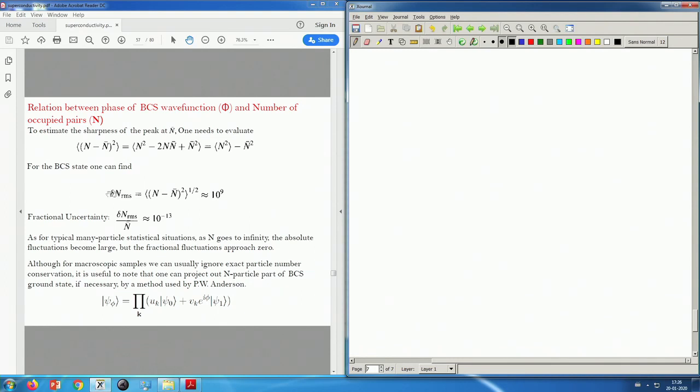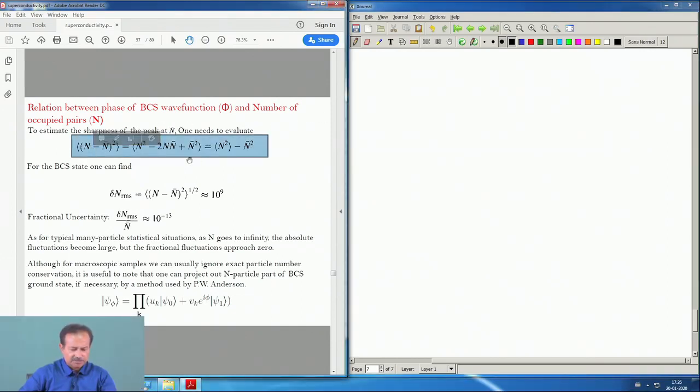So what one can calculate, I am not showing the calculation because that is not necessary. It is just information you can keep, that you can calculate the mean square fluctuation. This is the deviation from the mean, squared, and the average of that, and that gives you a number for a typical system, which is an Avogadro number of particles. This delta RMS, which is the square root of that, turns out to be about a billion.